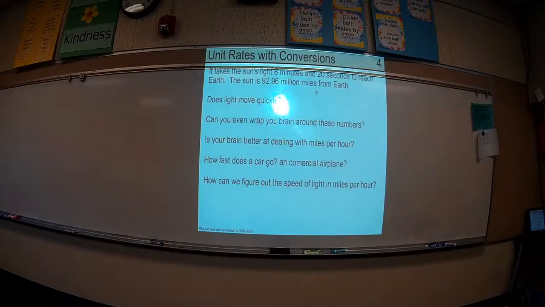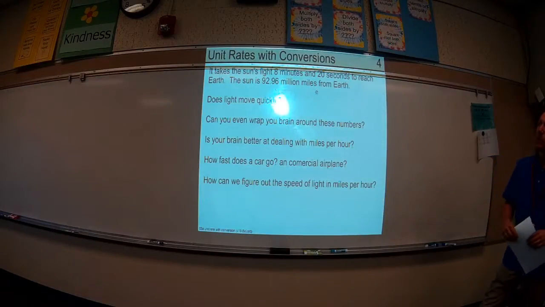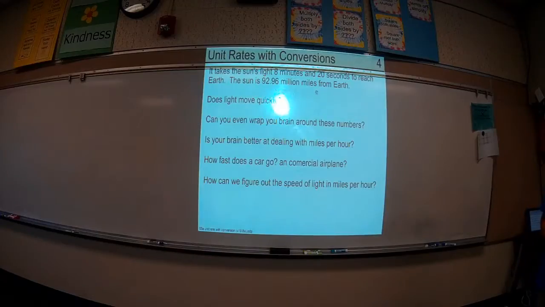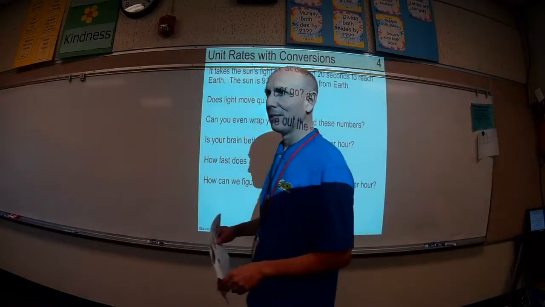Cool. So it takes the sun's light 8 minutes and 20 seconds to reach the Earth. The sun is 92.96 million miles from Earth. Does light move quickly? Yes. Very much. So what is that in miles per hour? Because does your brain normally think in meters per second or miles per second? What unit does your brain like for speed? Miles per hour. It does, doesn't it?